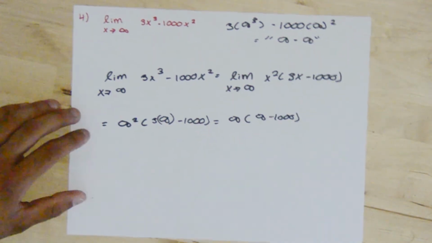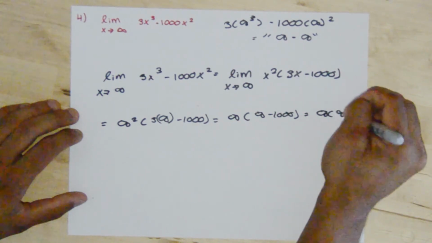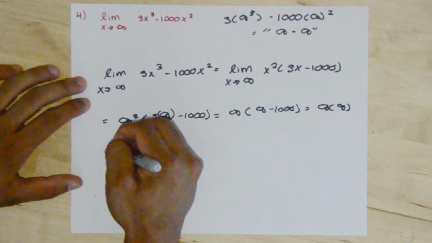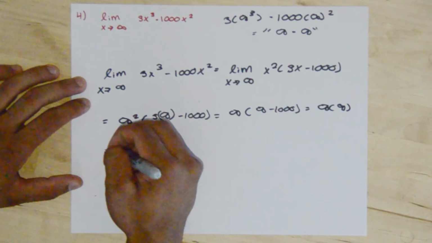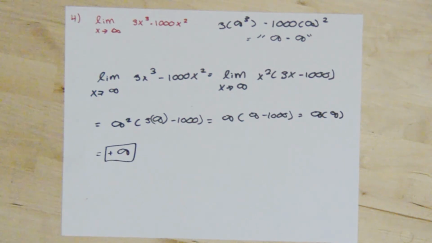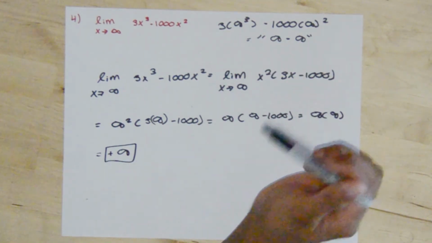Infinity minus 1000 is again infinity, so it will be infinity times infinity. And notice how there's no rule stating that infinity times infinity is an indeterminate form, and since both infinities are positive, the answer to this will become positive infinity. And yep, that's it. All we did was plug in infinity, notice the indeterminate form, factor, and then plug in.